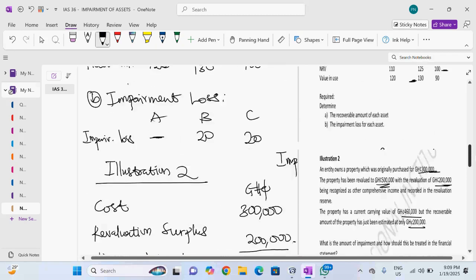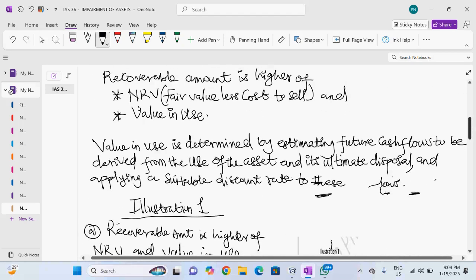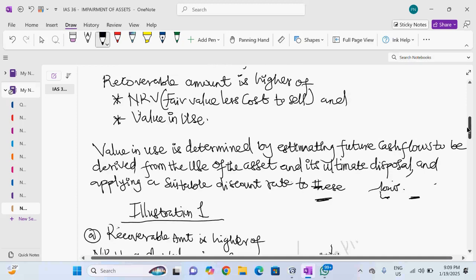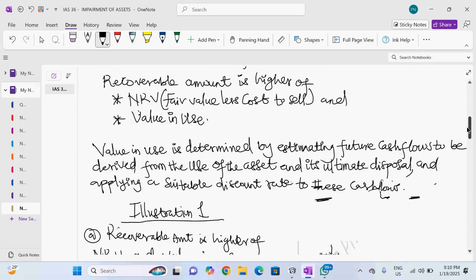That is why in this statement, I said that it's determined by estimating future cash flows to be derived from the use of the asset and its ultimate disposal, and applying a suitable discount rate to these cash flows.